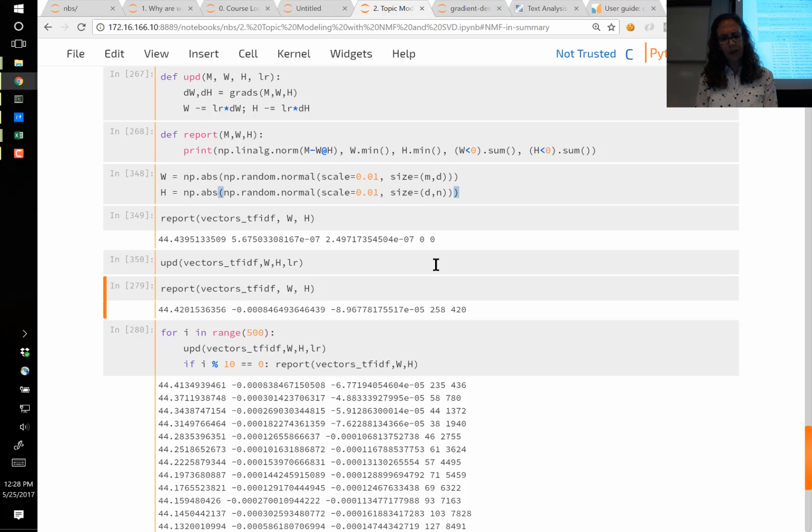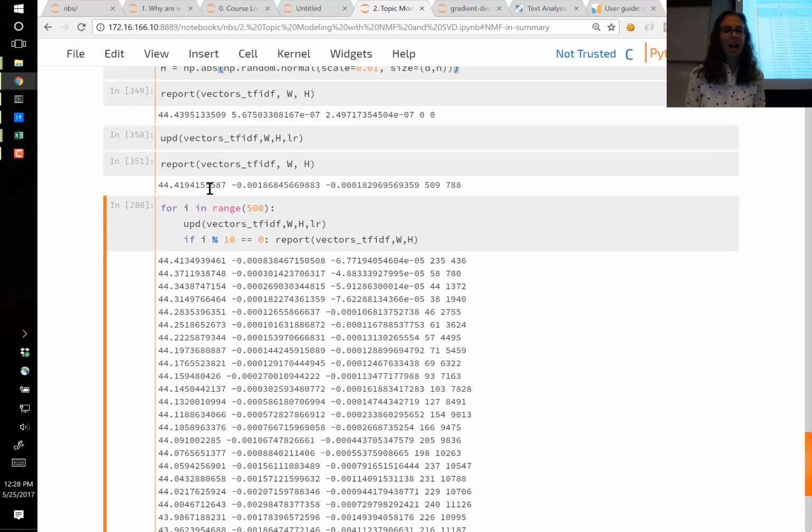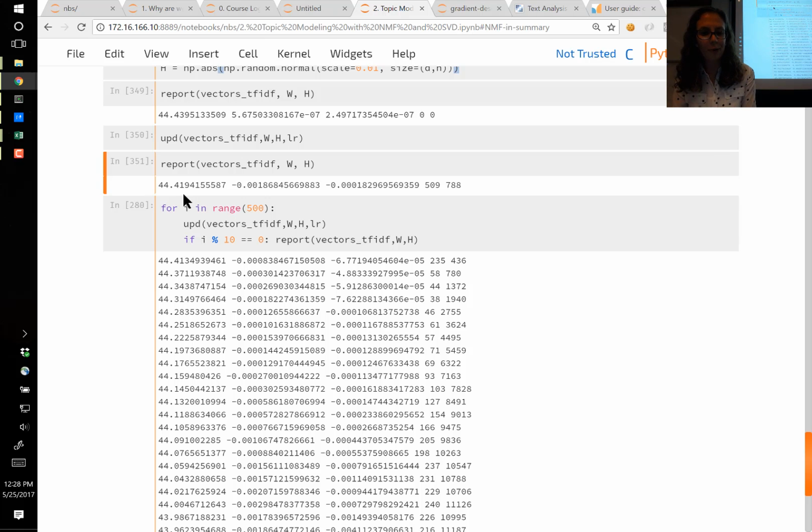Thank you. So then we run update, which just calculates the gradients and updates them once. And we can check the error has improved a little bit. So this is slightly smaller, 44.419 now, as opposed to 44.439 before.